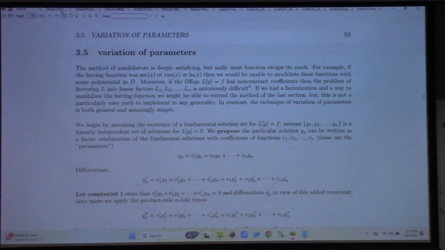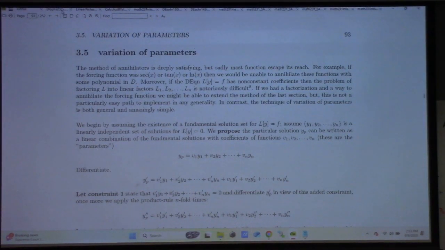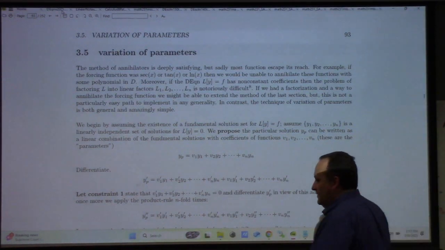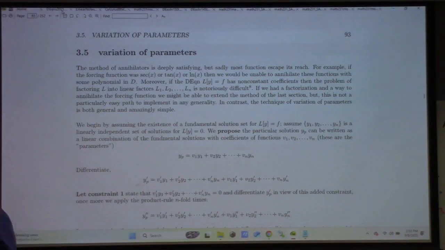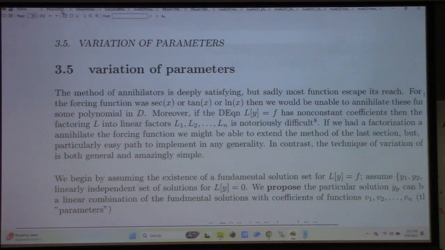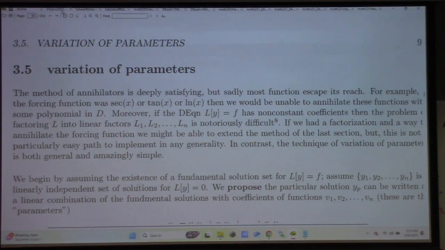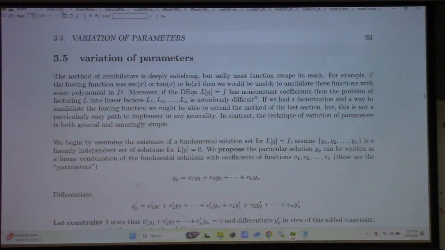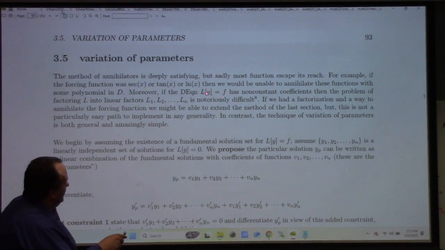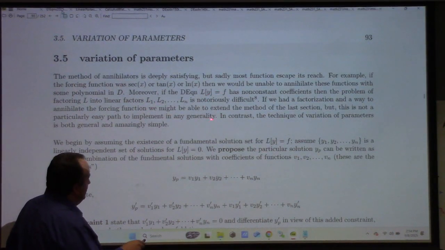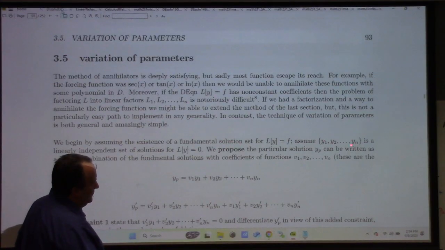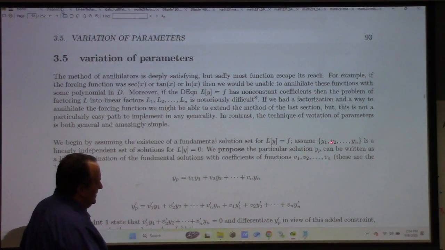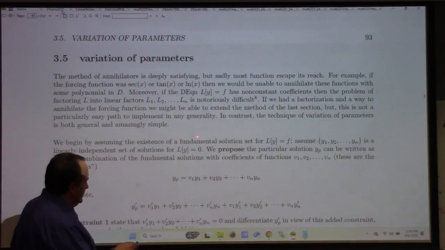So basically the idea is just this. If we're solving an nth order problem, suppose you know the fundamental solution set is y1 through yn. This doesn't even have to be the constant coefficient problem, all right? So I'm just saying, suppose you know the fundamental solution set of Ly equals f has fundamental solutions y1 through yn, all right? They're a linearly independent set of functions that solve L of y equals 0, right?